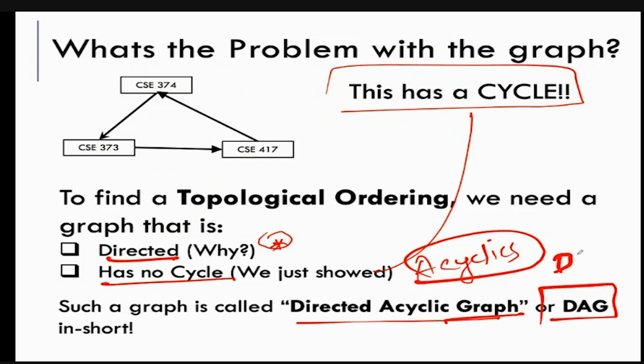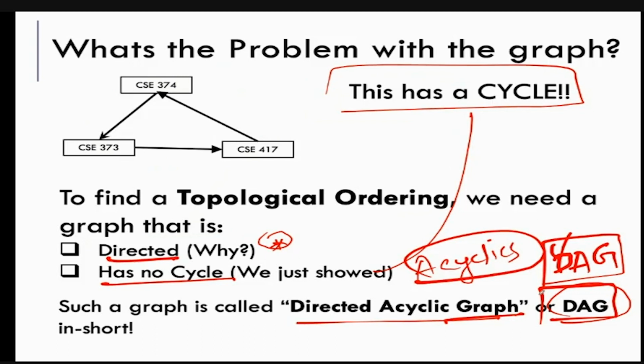It's heavily used in graph theory. It's basically heavily used in algorithm class. So we give a short name for this. This is called DAG. So what's a DAG? This is a directed graph, and this surely doesn't have any cycle. Directed acyclic graph. So we need to have a directed acyclic graph to find the topological sort.